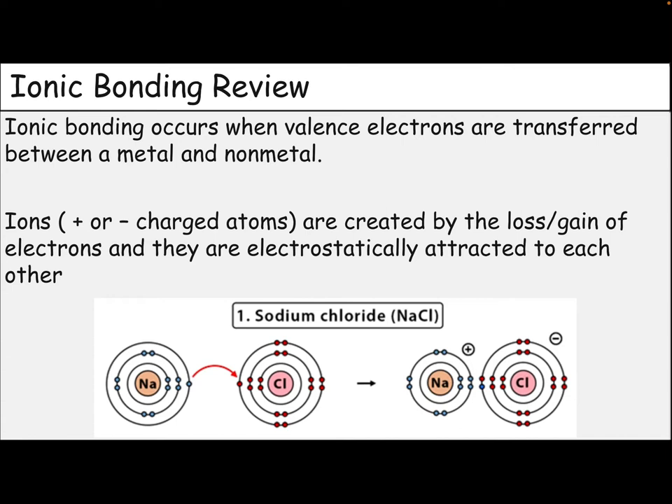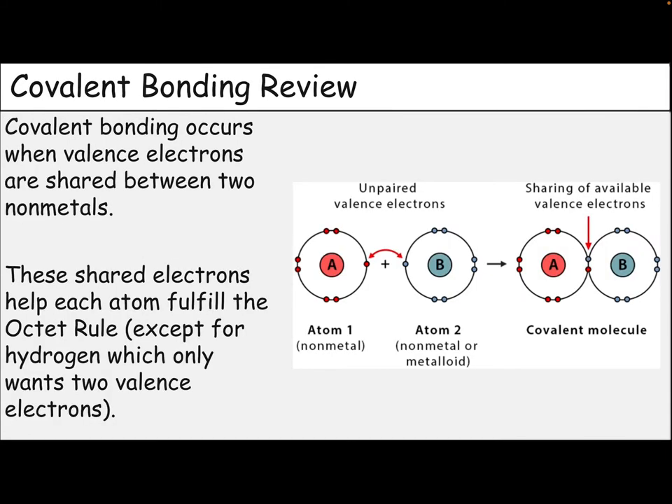So, in this situation, sodium will lose its valence electron. It will no longer have it. Chlorine will steal that electron away. So, as a result, on the right-hand side, sodium, which has lost an electron, now becomes a positive ion. Chlorine becomes a negative ion. Those two ions are electrostatically attracted to each other, and so they will bond. Okay, that's a review about ionic bonding.